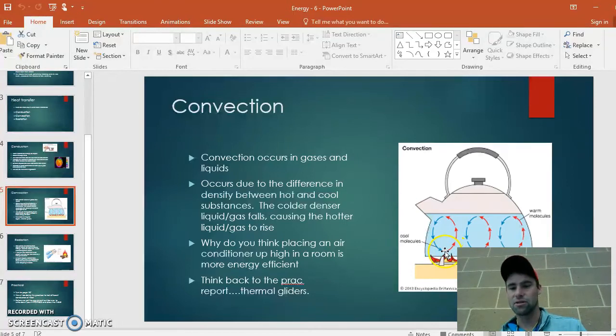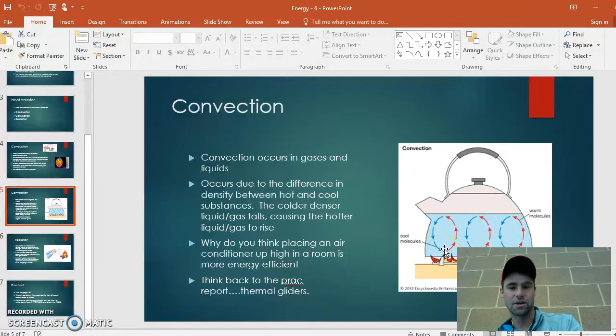Now as we know, hot water is less dense than cold water. So what do you think is going to happen with the water up here? Yeah, it's going to sink down to the bottom, pushing the hotter water up. That means that now we have cold water at the bottom. So now this cold water wants to warm up.